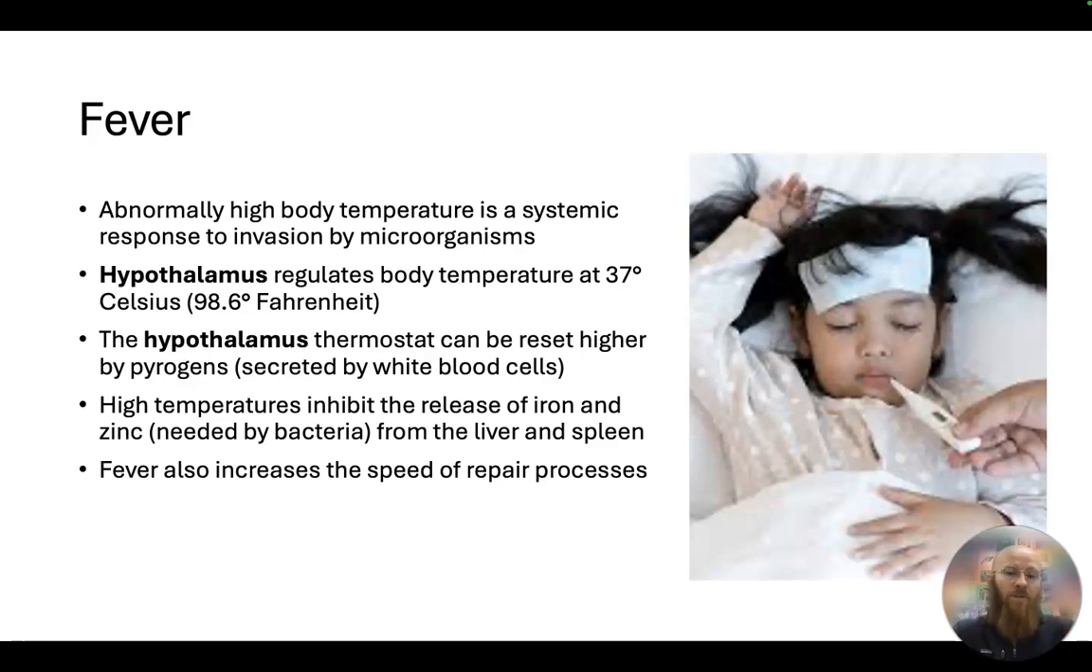The increased temperature is going to increase the metabolic and overall speed of repair processes. And it can also inhibit any further release of iron and zinc, both of which would normally be needed by bacteria. And so the liver and spleen will no longer release the iron and zinc. And so these bacteria essentially will starve without those necessary components. So that's what your fever is doing.